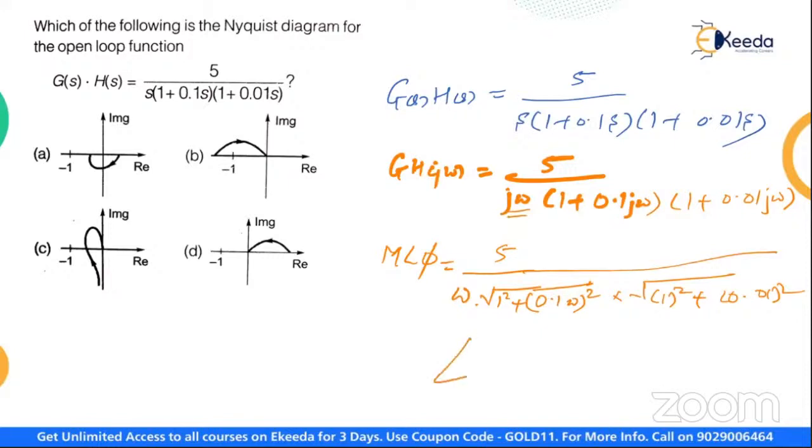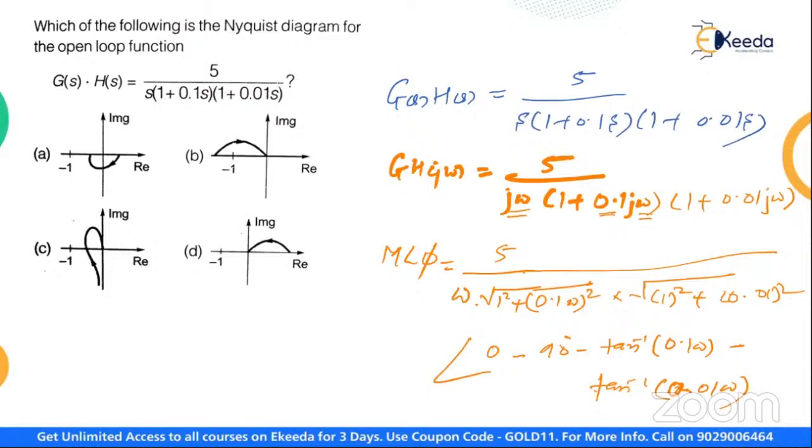And what about the angle? The numerator angle is 0 degrees, minus 90 degrees, minus tan inverse of y by x. So this is tan inverse of 0.1 omega by 1, so tan inverse of 0.1 omega, minus tan inverse of 0.01 omega. Correct? Is it right? Yes.